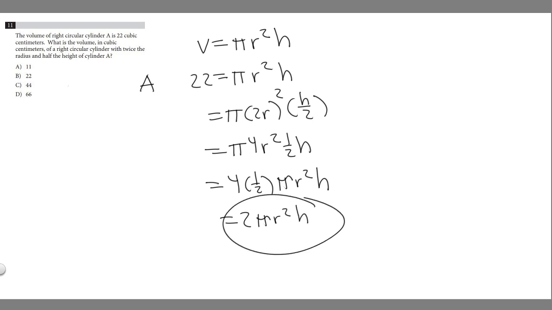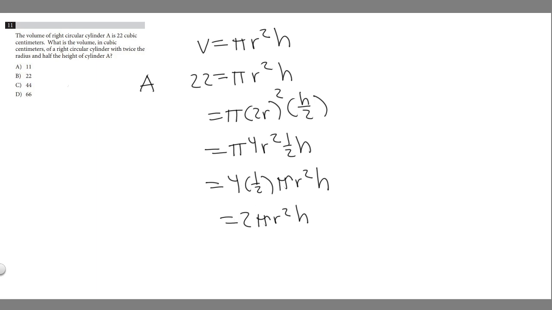And so what you should realize here is that we have a 2 in front in this one, and we don't have it here. And so this one's 22 equals pi r squared times h, and this one is 2 times pi r squared times h. So this one's basically double, right? Because we're just multiplying it by 2. So this one's basically going to be double this one.